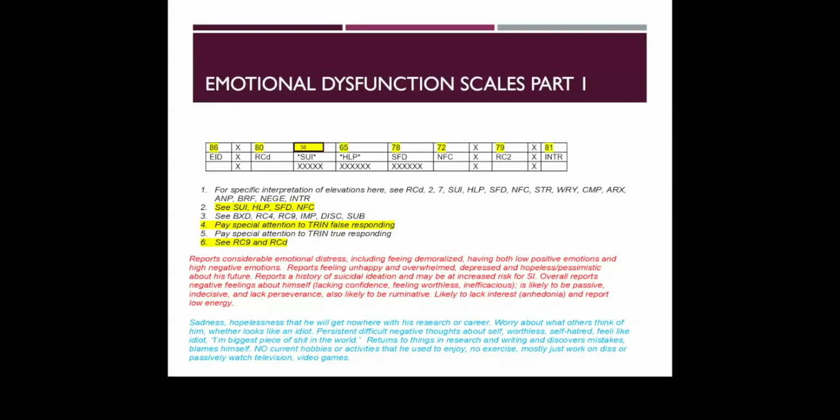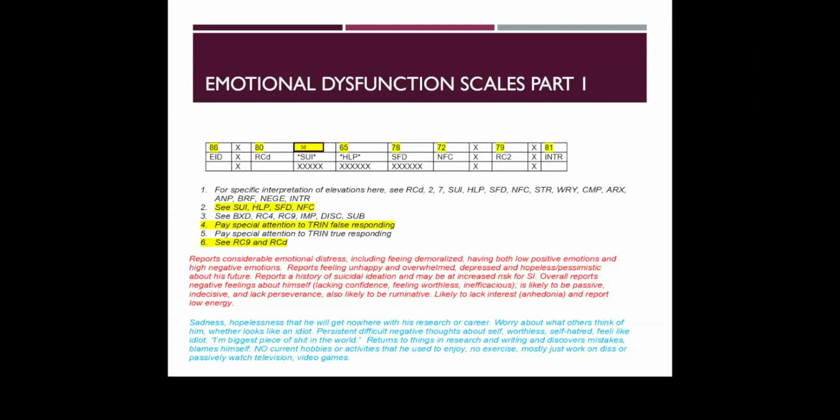So we do see that I should have highlighted the footnote for one, because that's the EID one that specifically says, for specific interpretation of elevations here, you need to look at all the others. But because SUI is high and demoralization is high, you should be paying attention to all of these other elevations. Again, the highlight for four is because for RC2, you need to pay attention to the trend false responding when that score is high because of the direction that all the items are keyed. So again, the highlights are meant to illustrate what you should pay attention to.